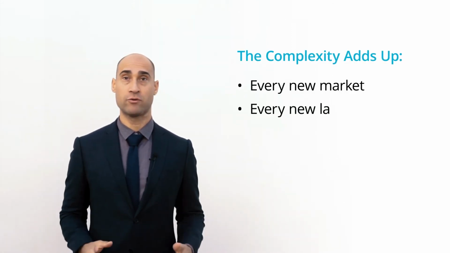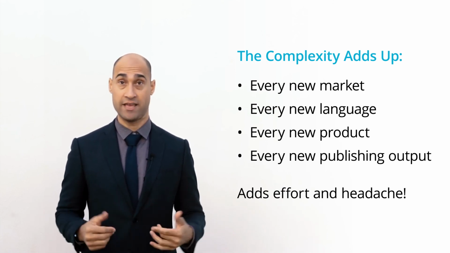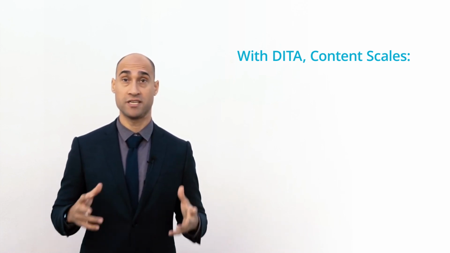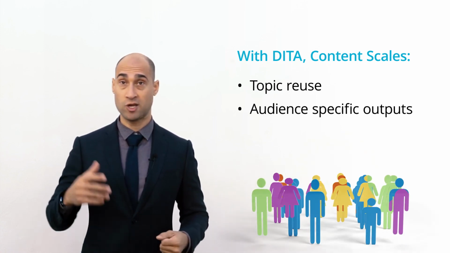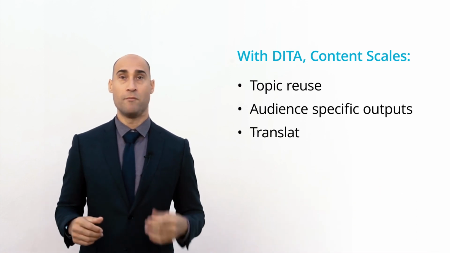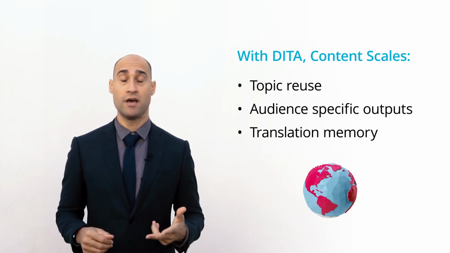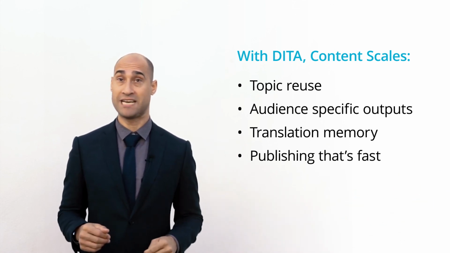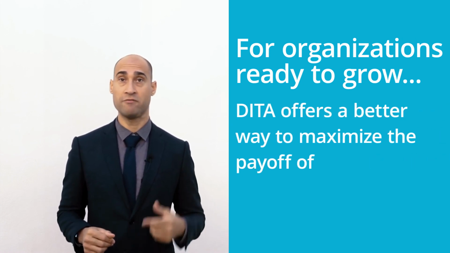Every new market, every new language, every new product, and every new publishing output adds a significant amount of effort and headache. With DITA, content scales and offers tremendous savings with each stage of company or content growth. Topic reuse means that for every new product, you can reuse content wherever you want. New markets are a breeze with specific audience outputs. Managing translations at a topic level means that you only translate, review, and validate a topic once, no matter how often you reuse it. And publishing becomes the gratifying push of a button, rather than a time-consuming headache. For organizations ready to grow, DITA offers a better way to maximize the payoff of every word written. With DITA, your content is ready to deploy.